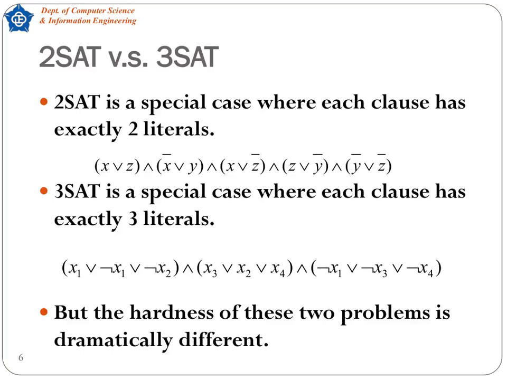You might encounter something like a formula with clauses of three literals each, mixing variables and their negations. At first glance, that extra literal seems minor, but its impact is huge. 2 SAT can be solved efficiently in polynomial time, whereas 3 SAT is NP complete and believed to have no similarly fast general solution.